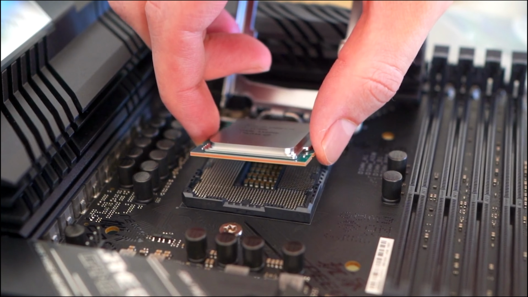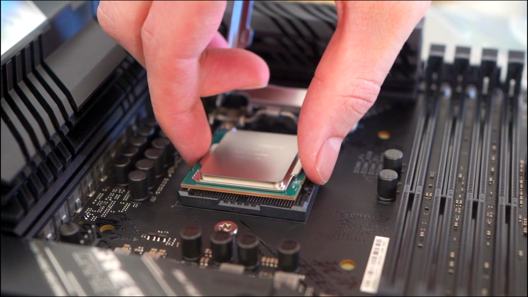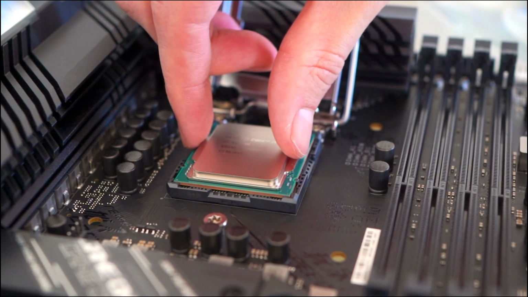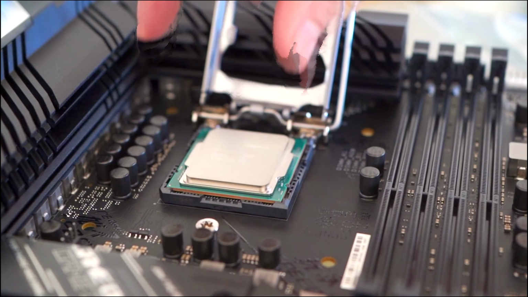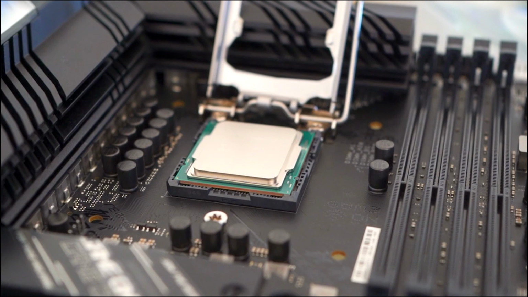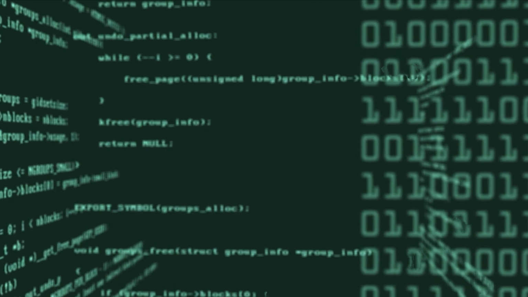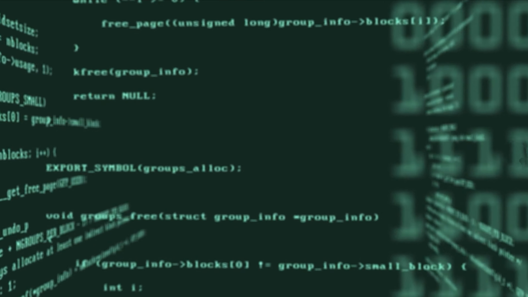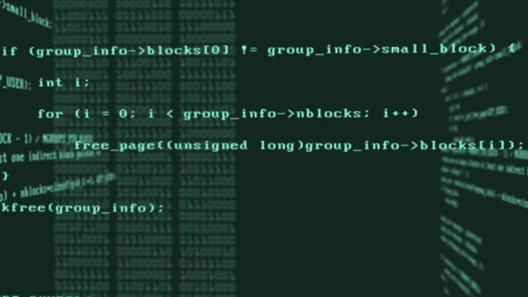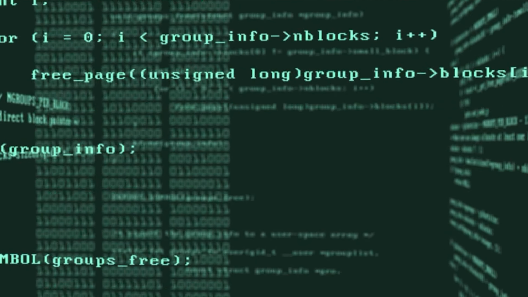a single chip. The speed and performance of the processor are measured by the clock speed, which is typically expressed in gigahertz. Higher clock speed generally means faster processing, but other factors like the number of cores and threads also play a critical role in determining overall performance.